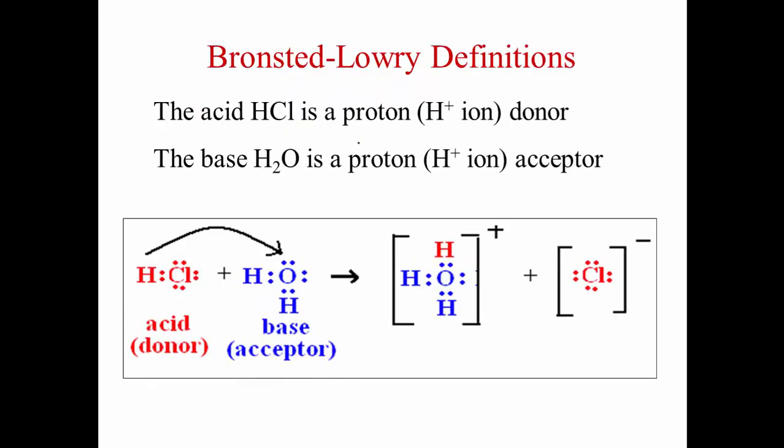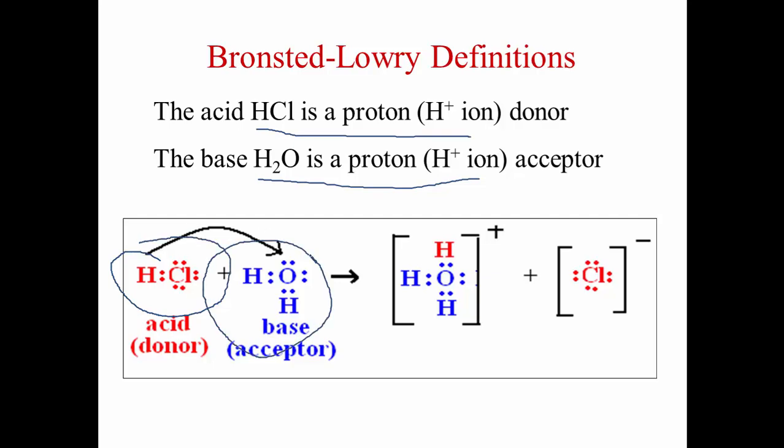Your Bronsted-Lowry definitions are definitely still in this unit. So your acid is a proton donor and your base is a proton acceptor. So in this reaction, following what you see on the right, the HCl donated the proton to the water, making the hydronium ion and leaving you with the chloride ion.